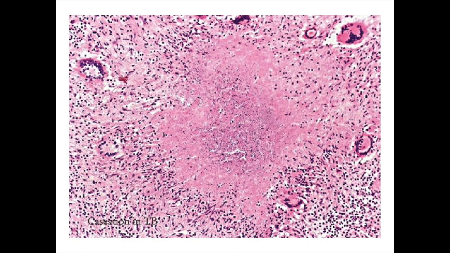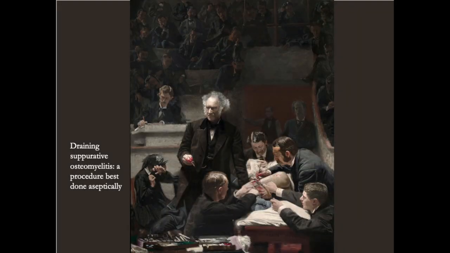Here's a histology picture of tuberculosis osteomyelitis, at one time very common. It has the characteristic caseous necrosis, along with giant cells which are Langhans type, with a horseshoe of nuclei. As with all infections, the treatment is to drain it, a procedure best done aseptically.